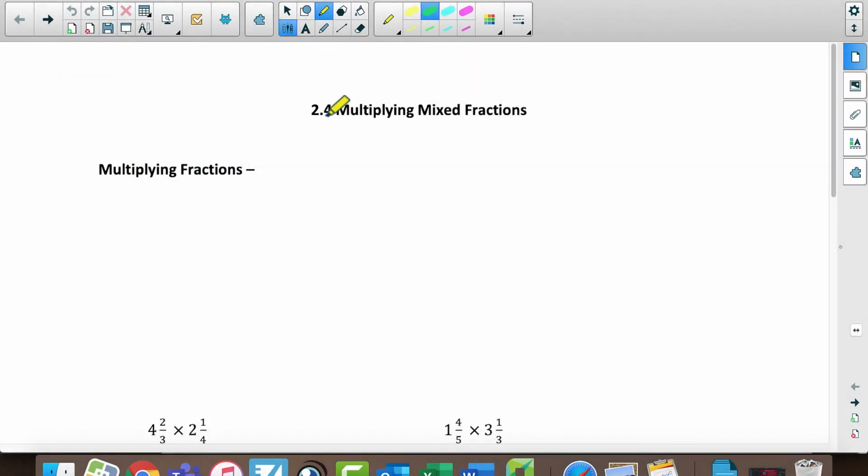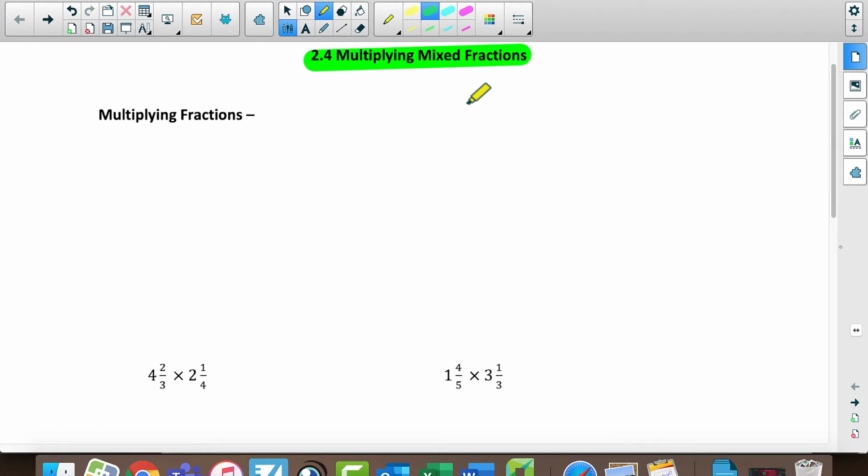Okay everyone, last video I said we were moving on to dividing fractions. Whoops, I forgot. We still need to cover multiplying mixed fractions. We didn't do that last time. On purpose, I left that off just to make sure we got the basics down, and now we're going to go on to the mixed fractions.